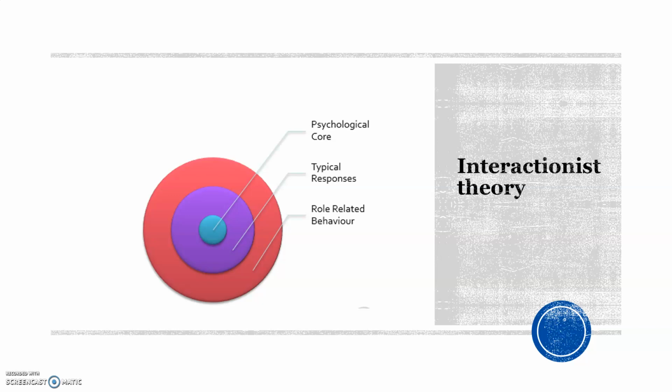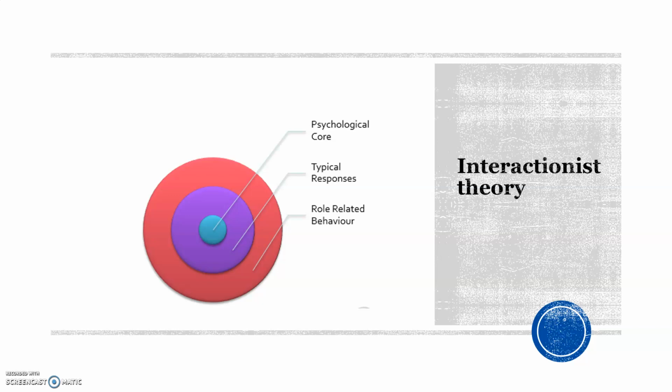This is the usual way that you react to a situation. These personalities come from your psychological core, however they could be unpredictable if the circumstance that you are put in is that extreme. The last part of Martin's schematic view is your role-related behaviour.